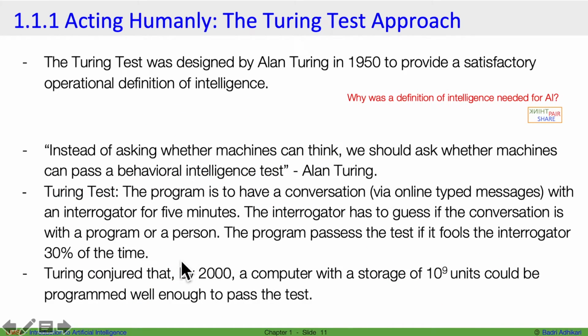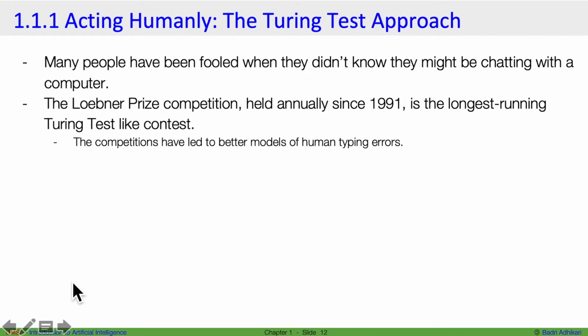And Turing conjectured that by the year 2000, a computer with a storage of 10 to the power 9 units could be programmed well enough to pass the test. So that's what he had imagined. Unfortunately, even 20 years after 2000, we still do not have programs that can convincingly pass the Turing test.